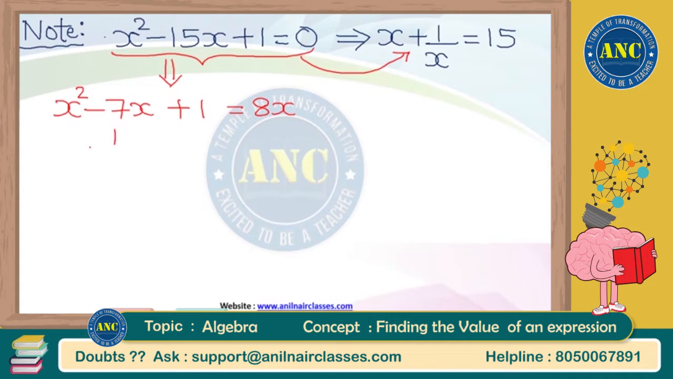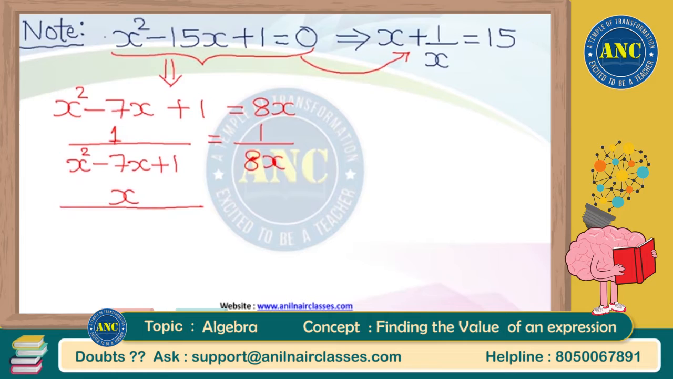Now, if I take the reciprocals on both sides, x square minus 7x plus 1, the reciprocal will be 1 by x square minus 7x plus 1. This will also be written as 1 by 8x, right? Now, further I will simplify. This x on the right hand side, I will shift to the numerator on the left hand side. That x will come there, and this 8 can be written as 2 into 4. In that 2 into 4, let me shift the 2 to the left hand side. So the remaining thing on the right hand side is 4. So x square minus 7x plus 1 over x.